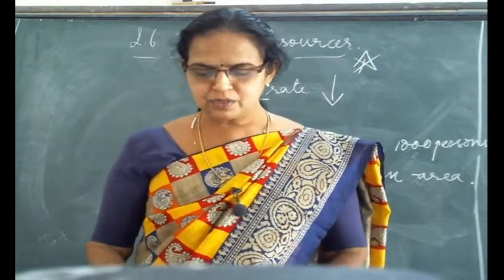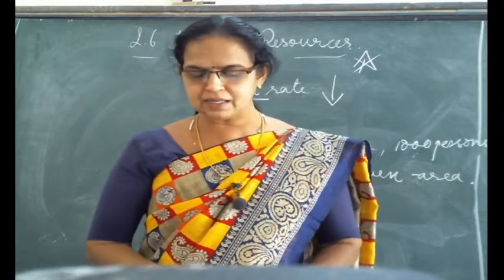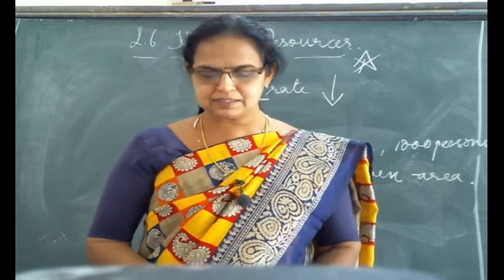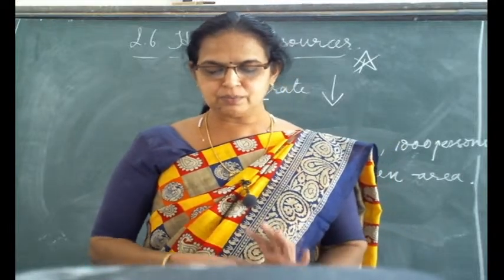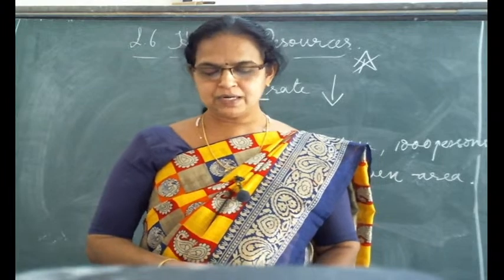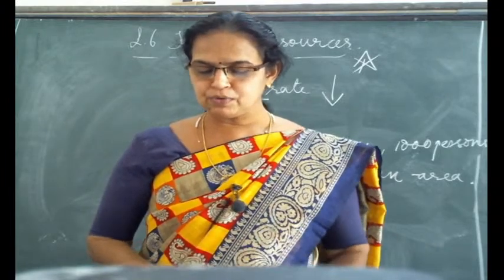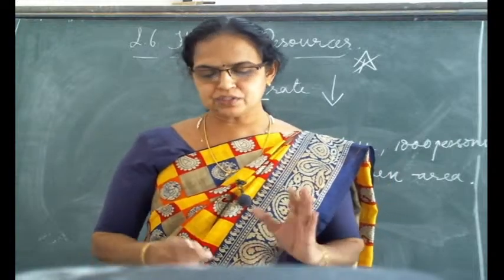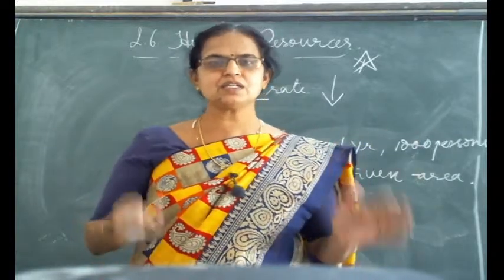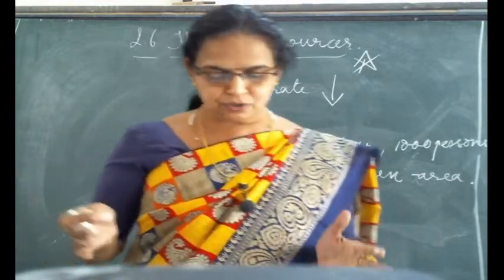Now see, there are three balances given there. Just look, and they show increase in population, the first one; steady population, the second one; and decrease in population, the third one. The first one is increase in population. Just see what is on both sides of the balance.